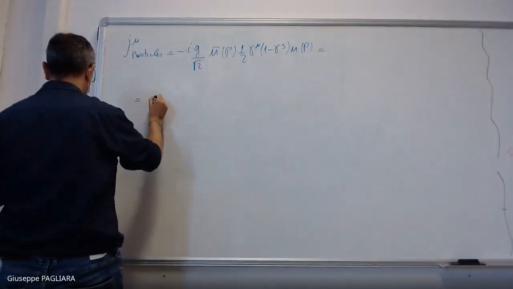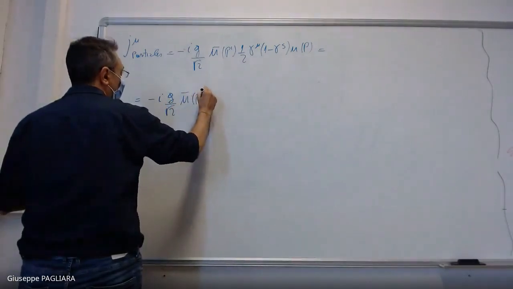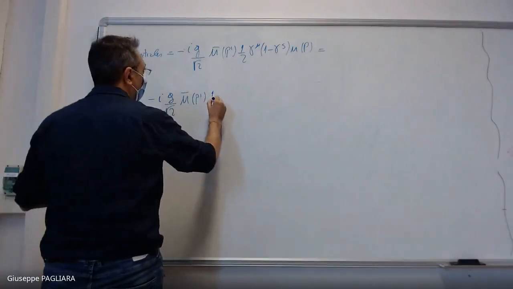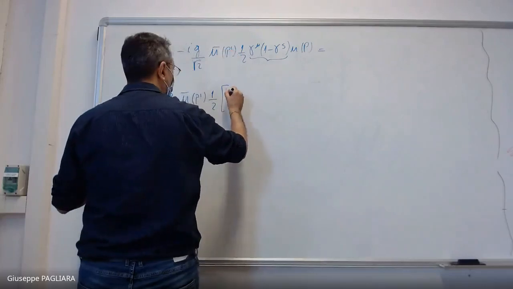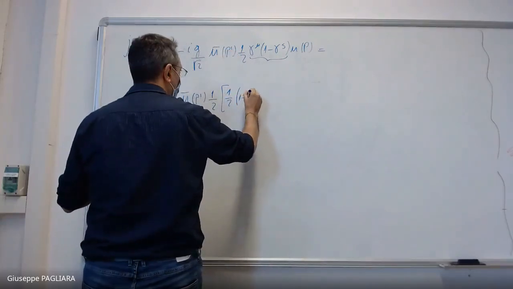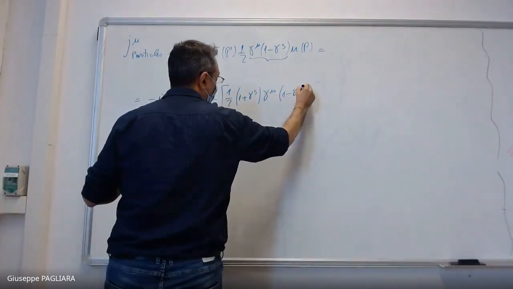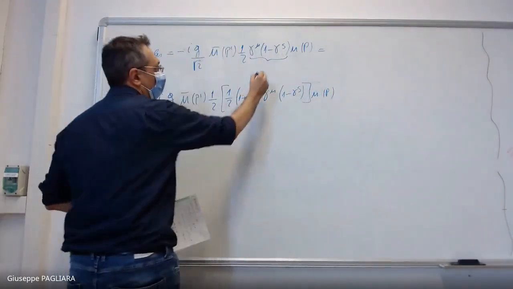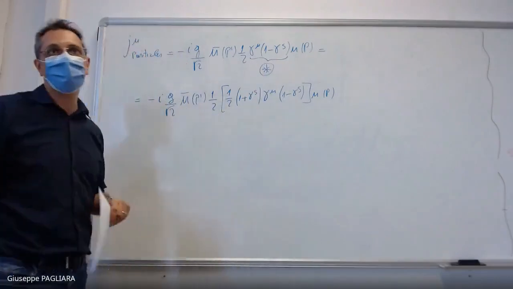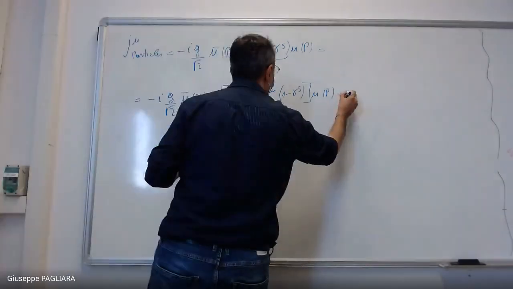This can be written as minus iG over root 2, and then we have 1/2. Now we can write this as equivalent to 1/2 (1 + γ5) γ^μ (1 − γ5). This we will see, I will show you later why. For the moment, just take it as true. Now it's trivial algebra.